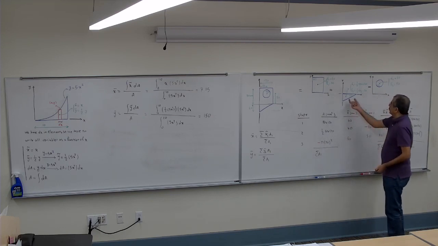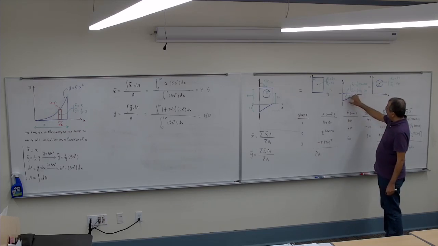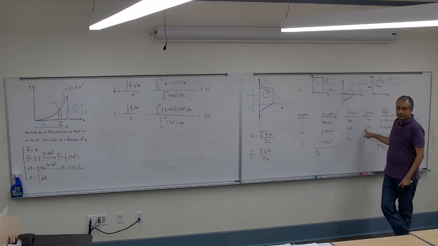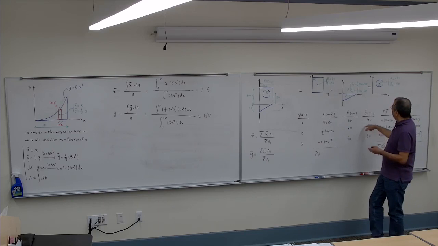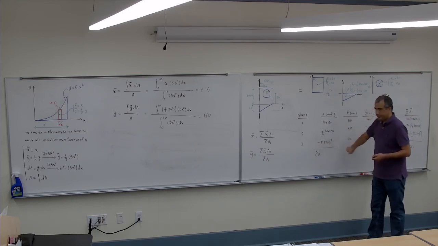If the centroid is on the negative side of the coordinate axis, the centroid is gonna be negative. So if it's on the negative part, make sure that's negative. And if it is the hole, make sure it is negative.